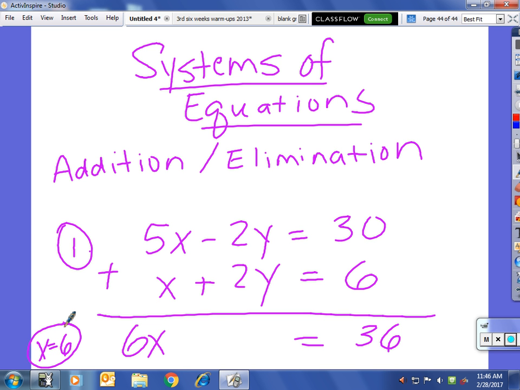The methods we're learning use substitution at least a little bit. I've got to substitute a 6 back into one of the problems, right, Saul?